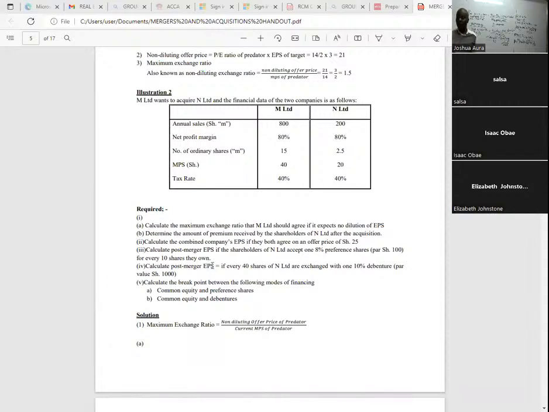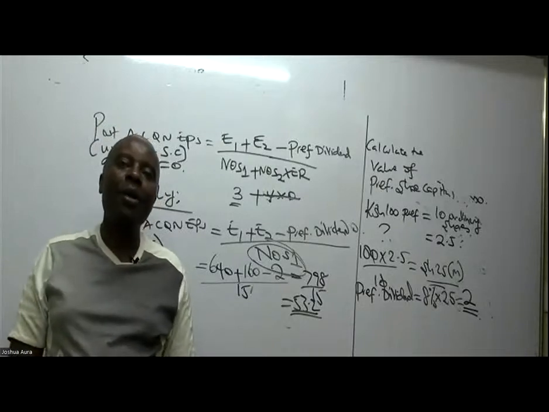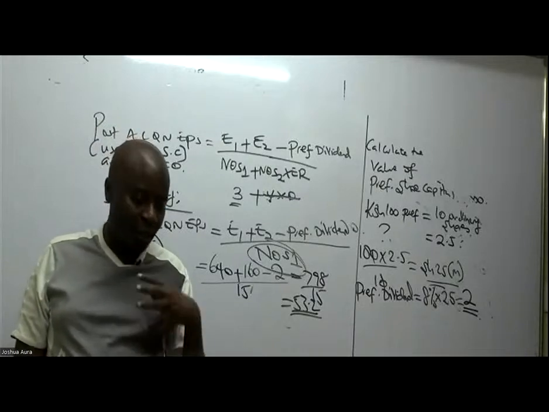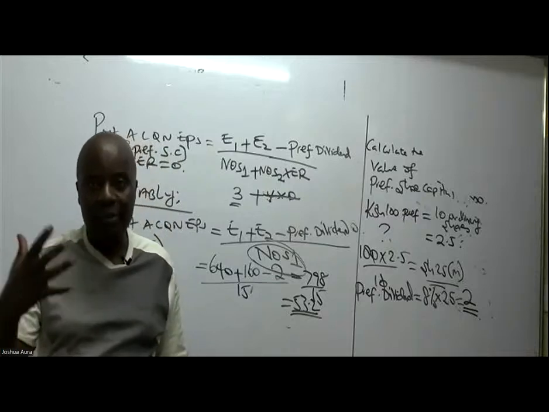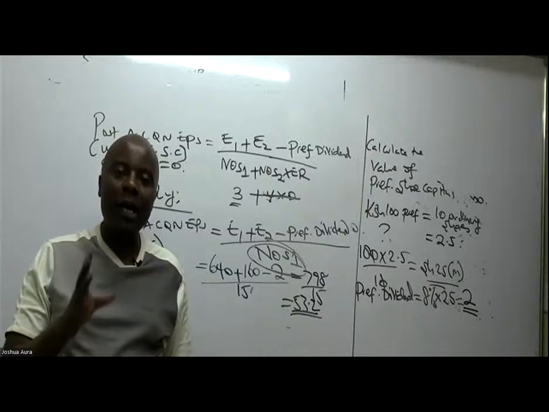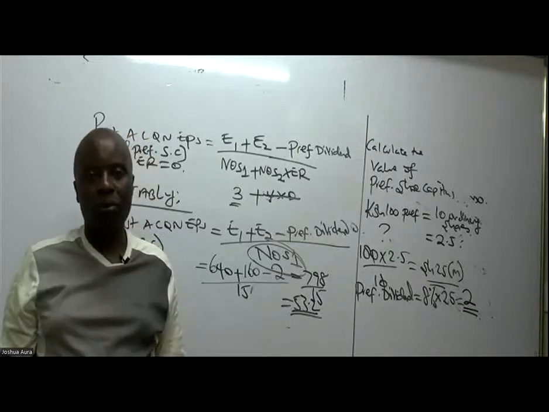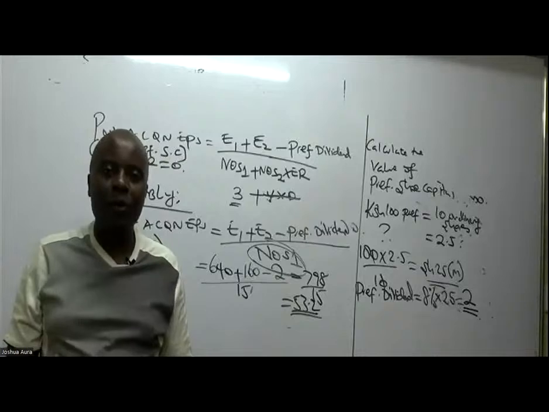If every 40 shares of N Limited are exchanged with 10% debenture, whose par value is 1,000. Debenture is debt. Ladies and gentlemen, once I read this kind of question, I know for sure I will get all the marks here. Why? Because I appreciate that debenture is involved, and when debenture is involved, I know for sure that the exchange ratio will be 0. At least that is a low-hanging fruit which I should be able to harvest.